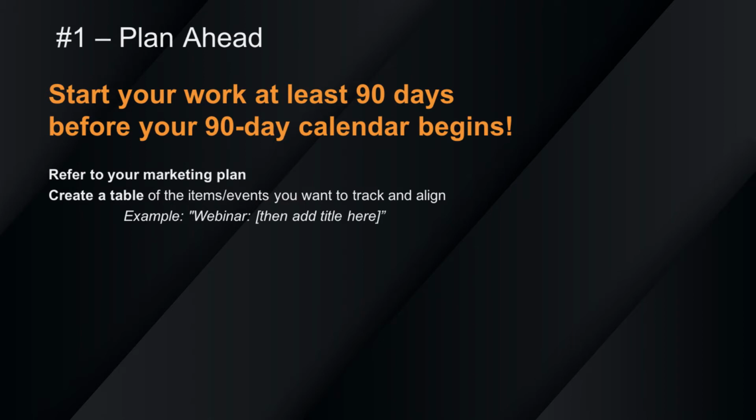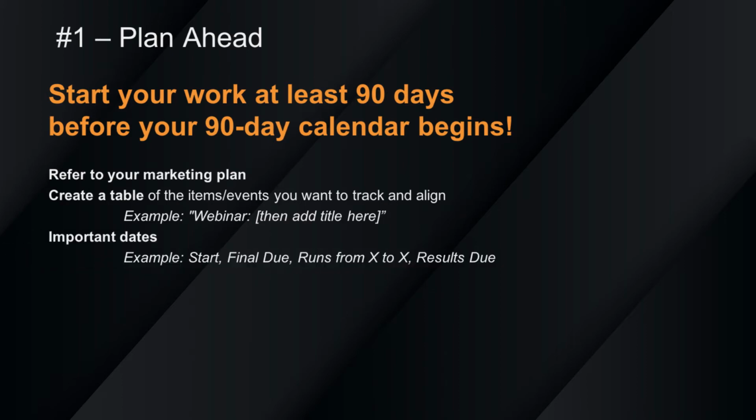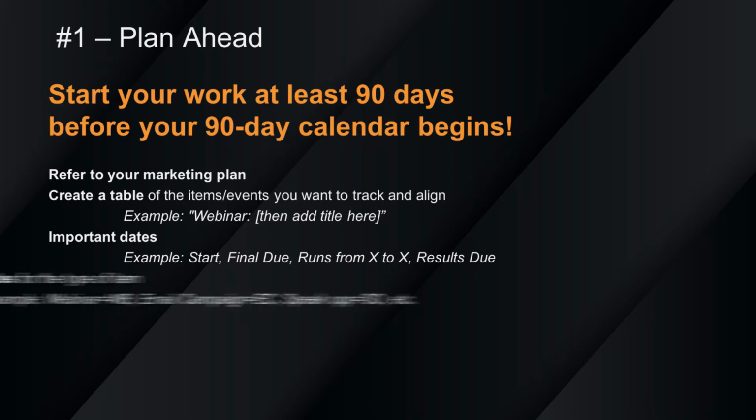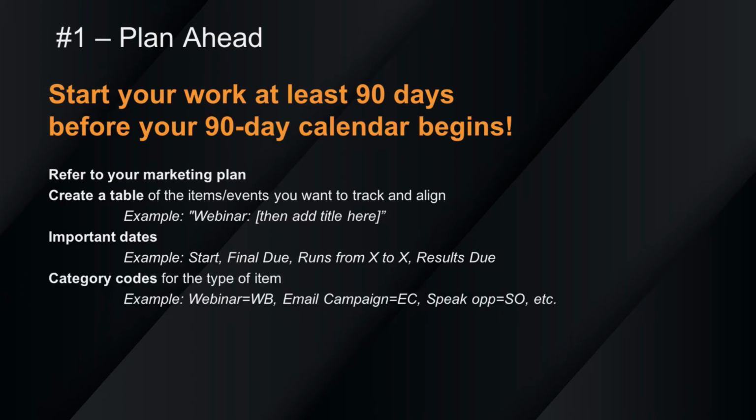Use a similar format for each item when you are listing them, such as for a webinar, the entry for the title would start webinar, then add the title here. Note, these entries may be from different departments, not just yours. Add columns for your most important dates next to each item, such as initial start, final due, runs from X to X, results due. Create a category code or codes for the type of items.